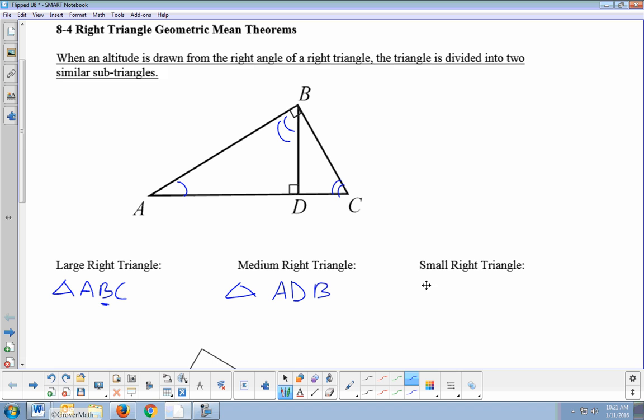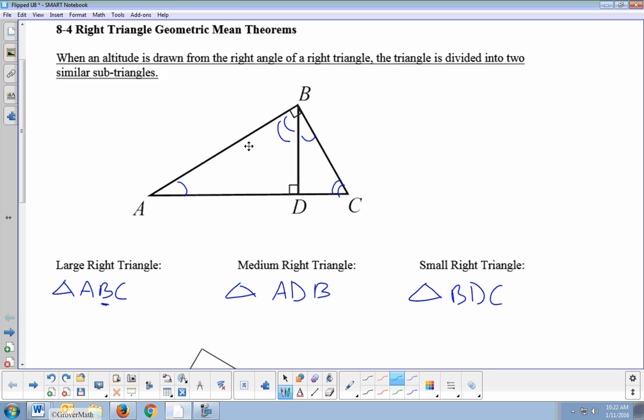And then this small triangle in here, again, D is going to be my right angle. And DC is the smallest side, so that means that this angle up here is the smallest angle, B, and C is the larger of the two acute angles. So ABC corresponds to ADB for the medium, and BDC for the smallest.